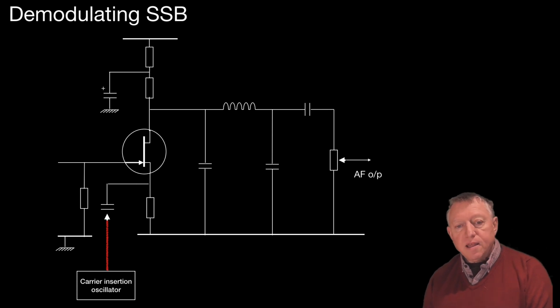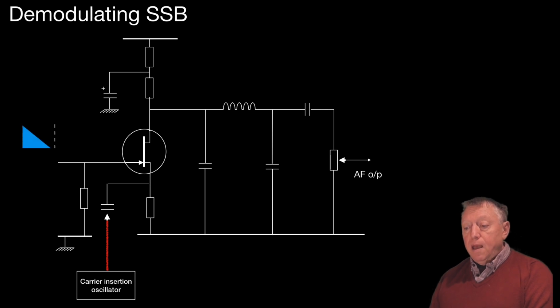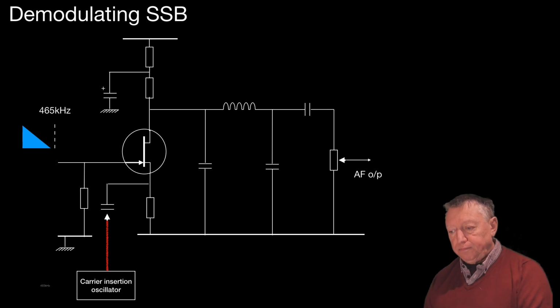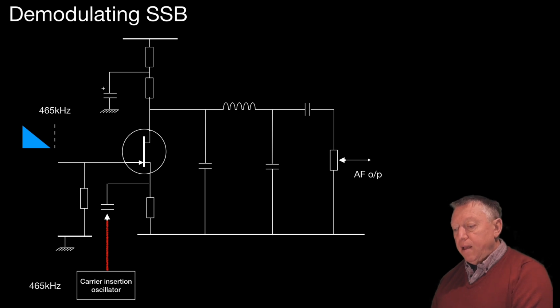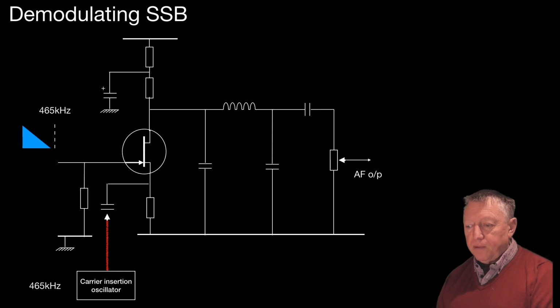Let's strip away the unnecessary detail. There I've highlighted in red the carrier insertion oscillator feeding a signal in. Let's take the example that we had before, where we had a 465 kHz IF, and we ended up with an inverted lower sideband coming in. And if that's the case, we need our carrier insertion oscillator to be set at 465 kHz again.